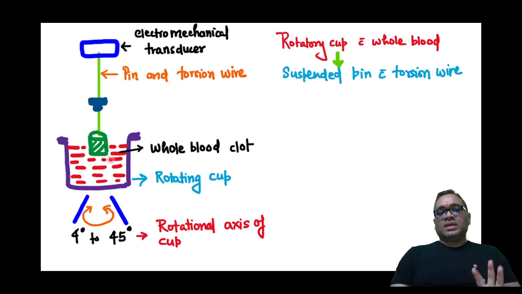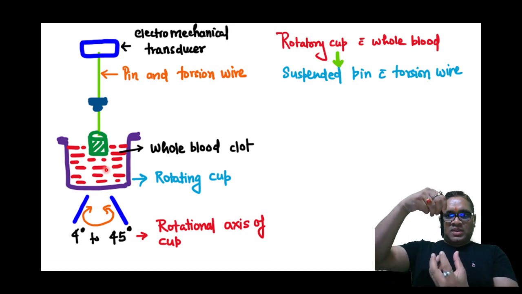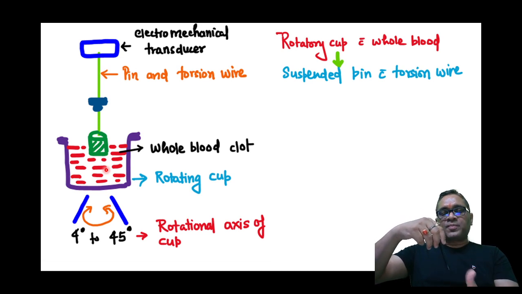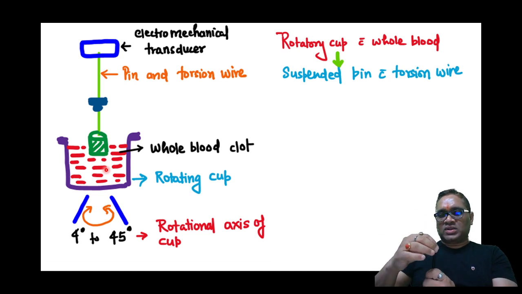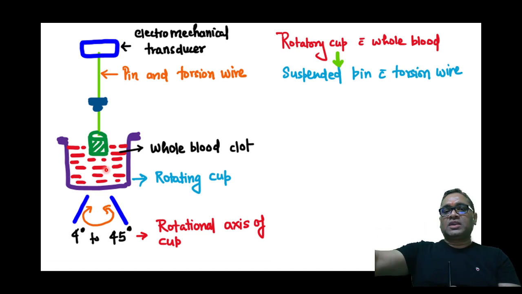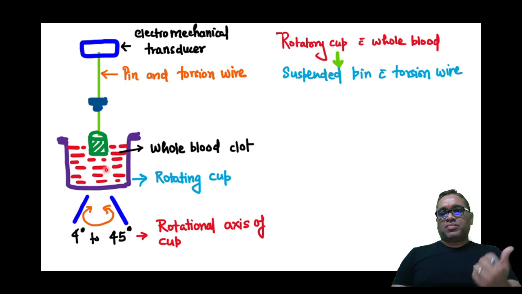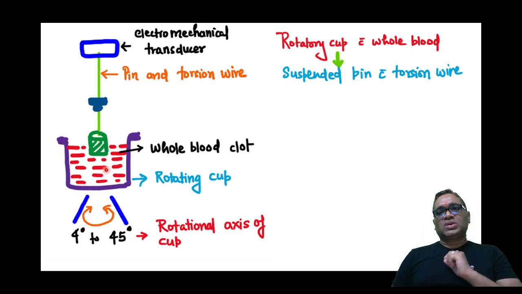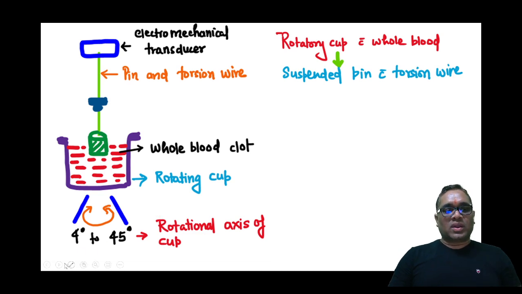So now I understand that whole blood is in the cup which is rotating, and the torsion wire with the pin is hanging. Once it starts rotating like sluggish venous blood flow, there will be clot formation. This clot will hold this torsion, and then the signal will be sent through the transducer to the computer, and the graph will come out, and we are going to read that graph as a thromboelastogram, which we will discuss later on, right?